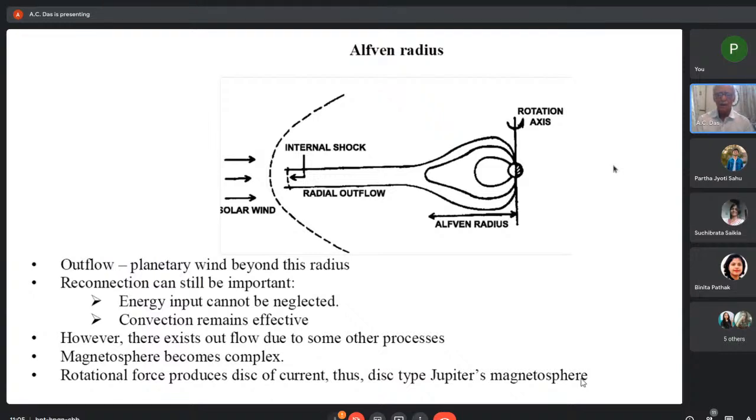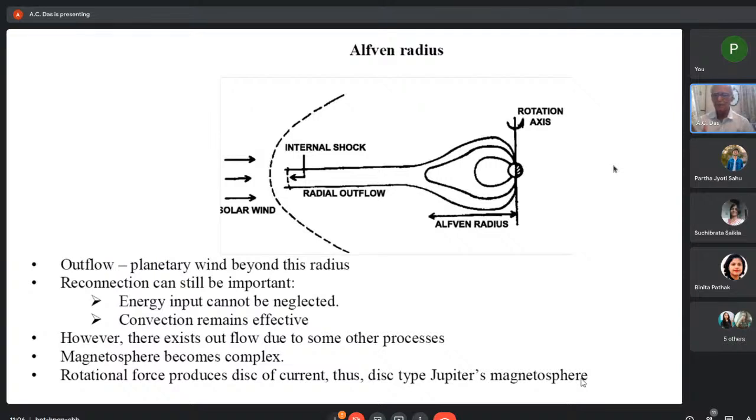But you can ask whether reconnection can still be important. I think so. If we go away, the magnetic field configuration does not completely change at the subsolar point, and therefore there could be reconnection taking place, and when there is reconnection, the plasma behavior would be similar to that of the Earth. So there would be a tail on the other side of the magnetosphere, which will produce convection. However, there are outflows due to some other processes inside the magnetosphere of Jupiter. You see, the magnetosphere of Jupiter is quite complex, we will come to it slowly.